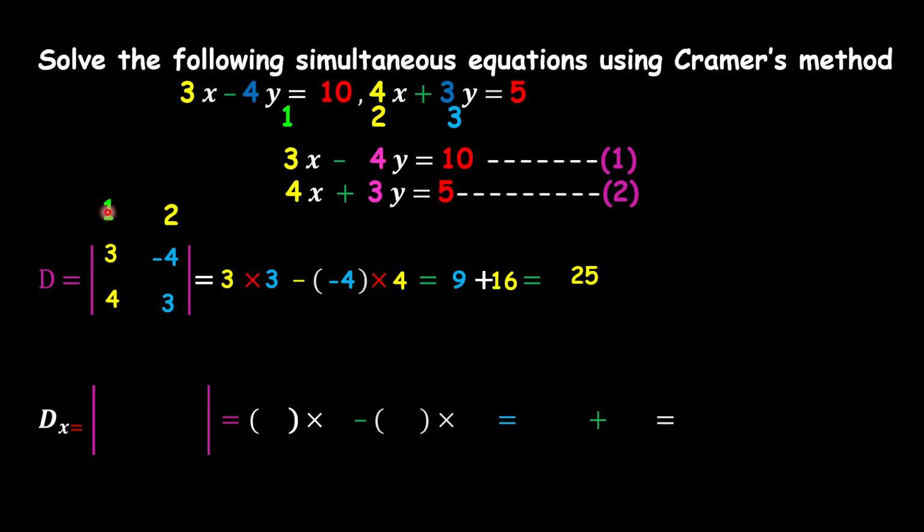In the determinant d, the first column is the coefficient of x. Therefore replace the first column by constant, that means 32. 3 means the column of constant. Which are the constant in these two equations? 10 and 5. And 2 means the coefficient of y with their sign. Tell me which are the coefficient of y in both equations? Negative 4 and 3. Find the value of determinant dx.